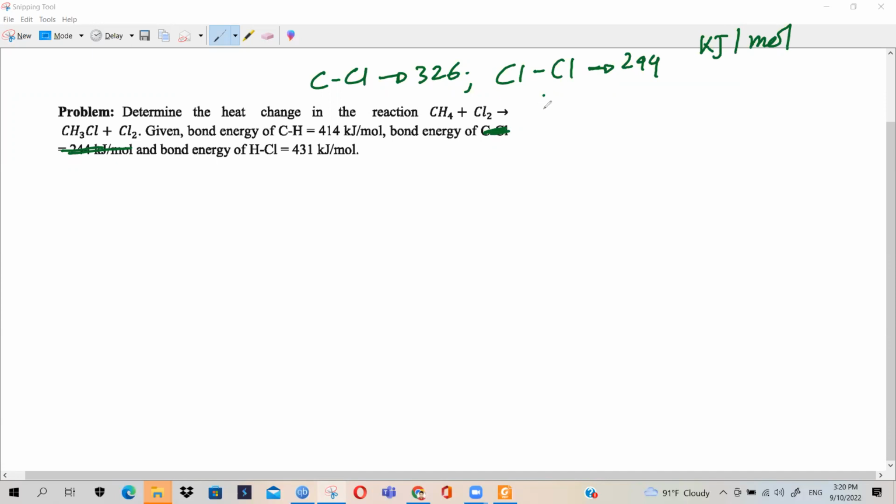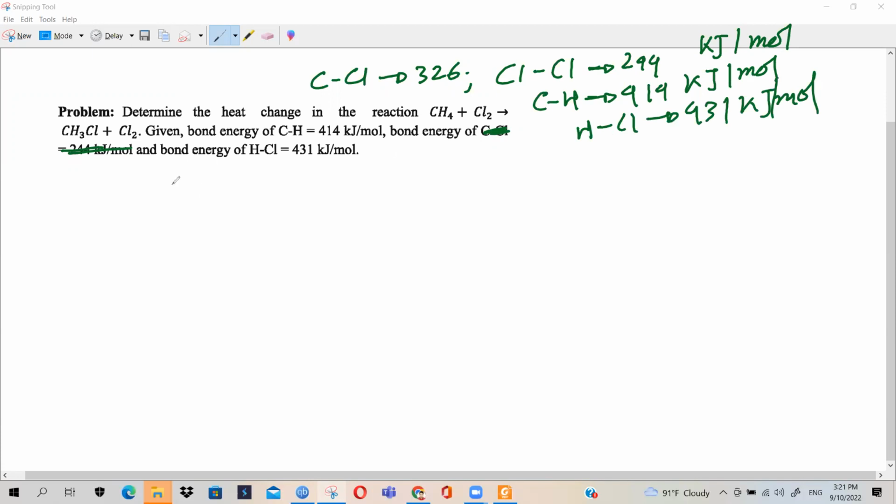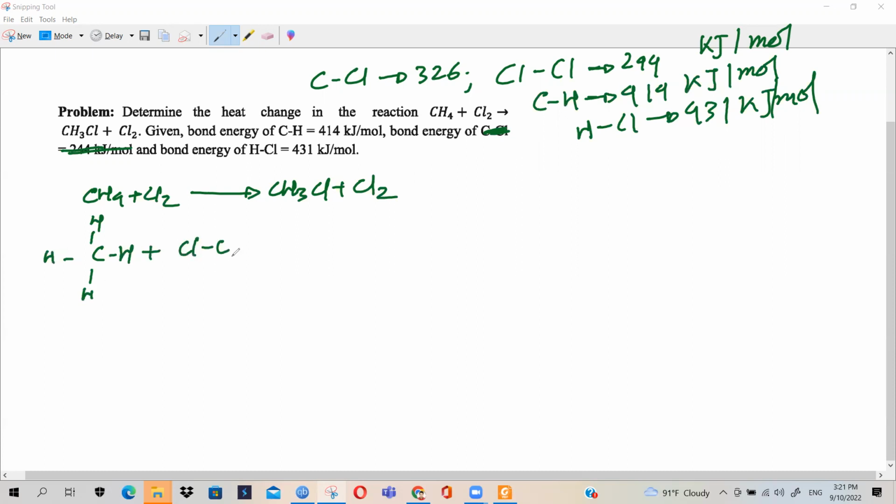I'm writing all of it again because you have to have a clear idea about this. You cannot be confused. So 414 kilojoule per mole for CH. For HCl, it is 431 kilojoule per mole. Now CH4 plus Cl2 gives CH3Cl plus HCl. Very good. Now on the left side, as previously we did, CH, H plus Cl, Cl, and then you will get CH, HCl, and sorry again, I've written it: HCl plus HCl.